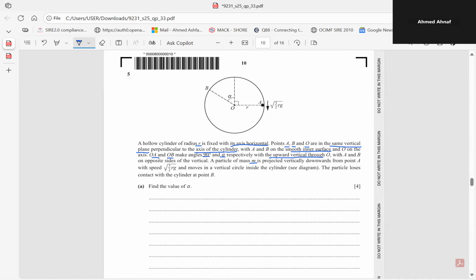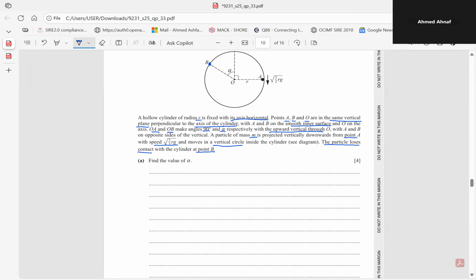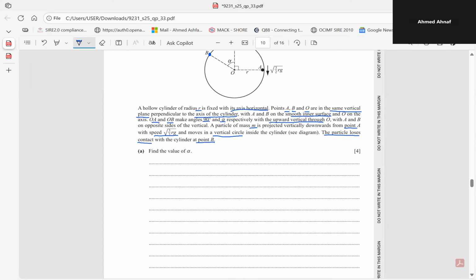And a particle of mass m is projected vertically downwards from the point A with this speed and moves in a vertical circle inside the cylinder. And lastly, we're told that the particle loses contact with the cylinder at point B. So that means there's no normal contact force at point B here. Okay, so using all this, for the first part, we have to find the value of alpha.